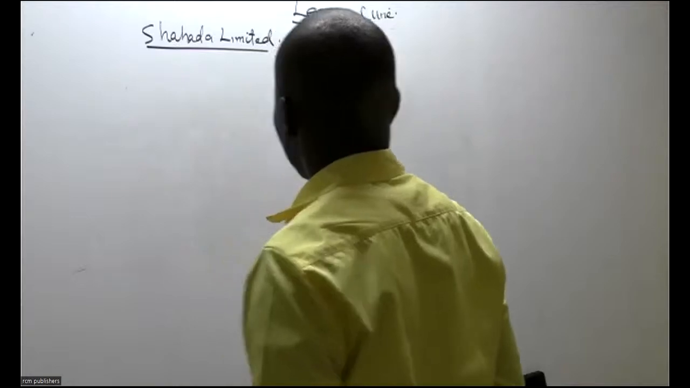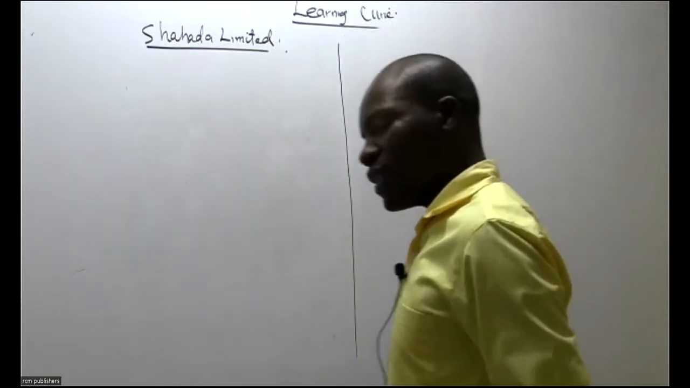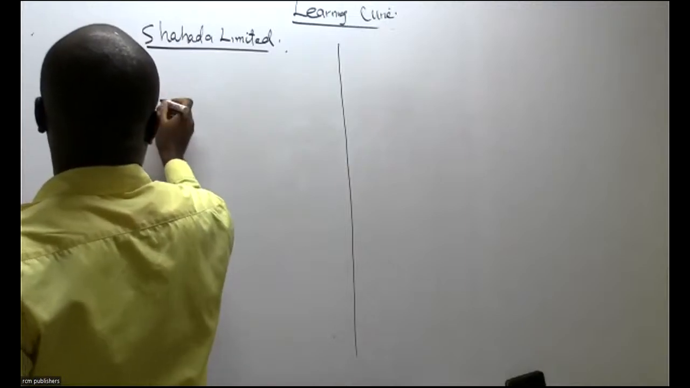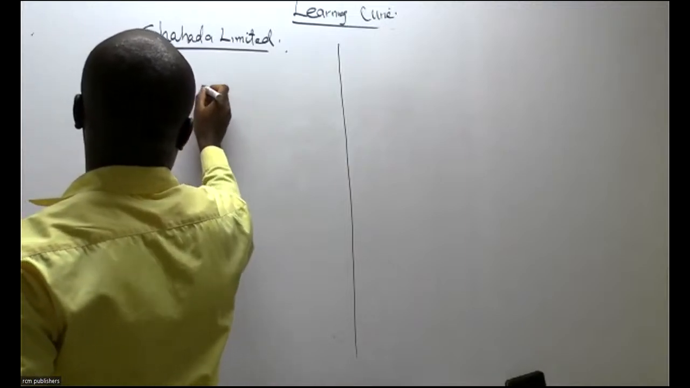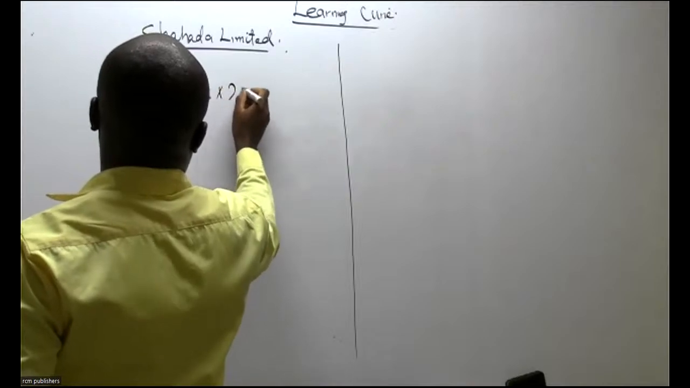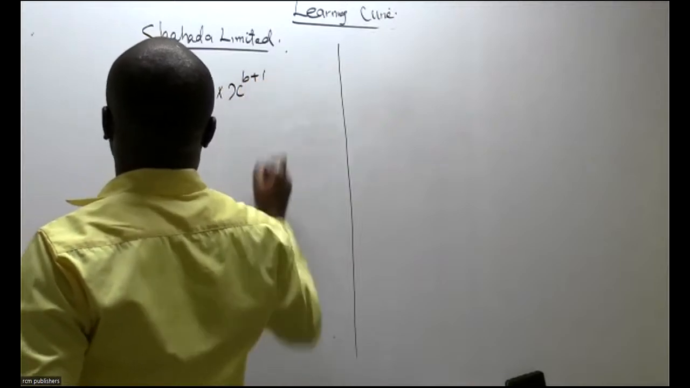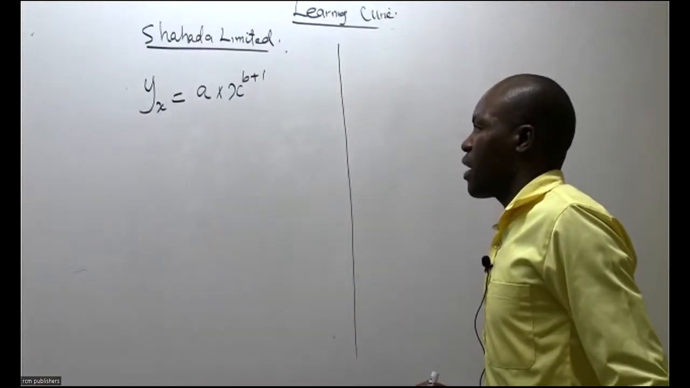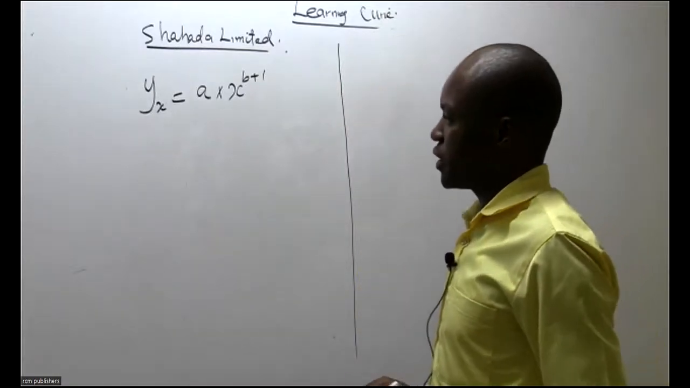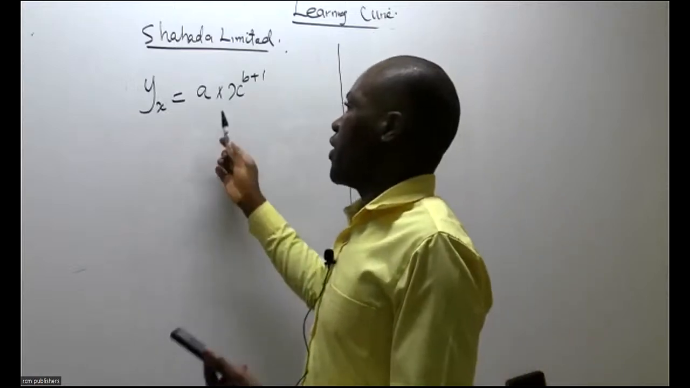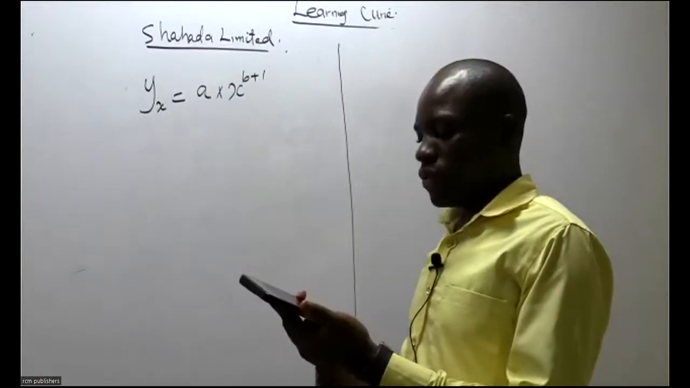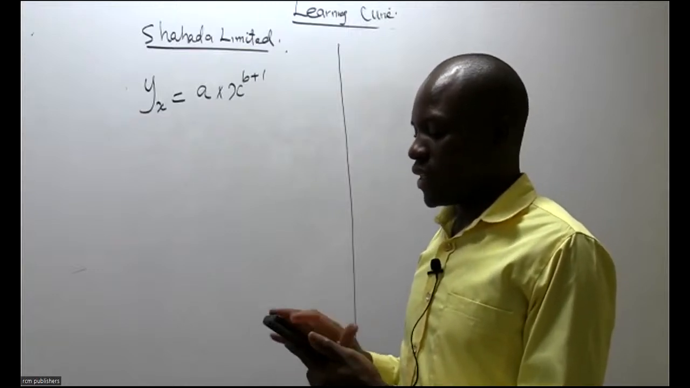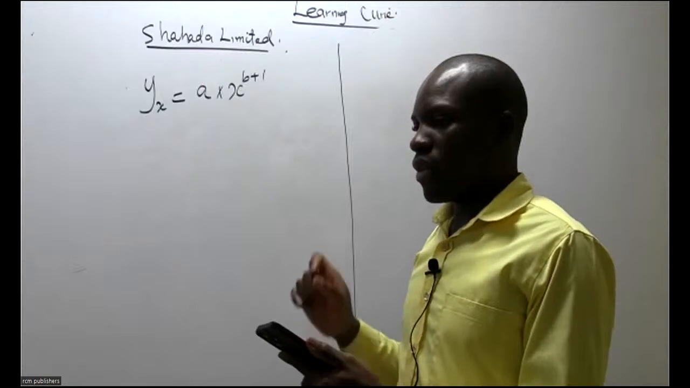For you to understand how this concept works, the first thing, please ensure that you're able to have that formula somewhere. Y of x equals a multiplied by x raised to the power b plus 1. If you have this, you'll be able to identify the unknowns and work backwards to get what you need. We all know that A is the time taken to produce the first unit.